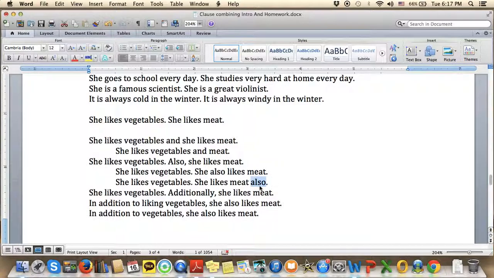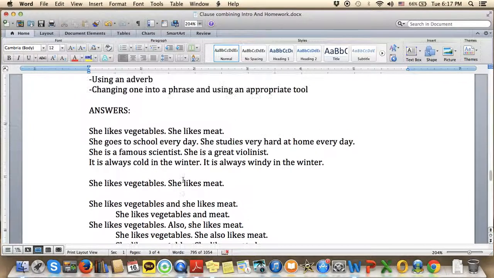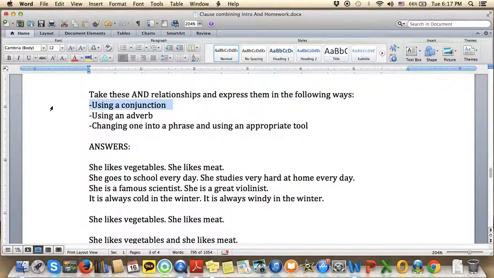A lot of other words follow this same pattern, other adverbs. Let's take a look at this one. She likes vegetables. Additionally, she likes meat. Now this is a little bit different. Additionally is almost always going to go in the beginning of the clause, followed by a comma, just like that. Well, let's look at the next one here. Like we said, we're looking for conjunction, so we did that with and. Adverb, we saw that using also, and also with additionally. And now we go with changing one into a phrase and using an appropriate tool.